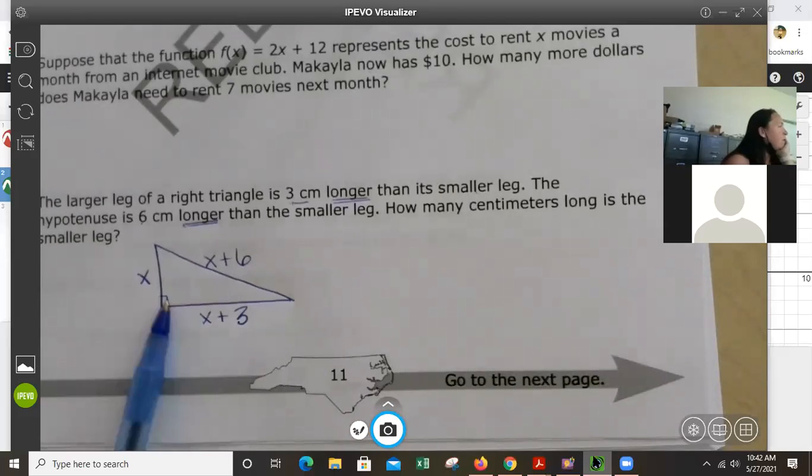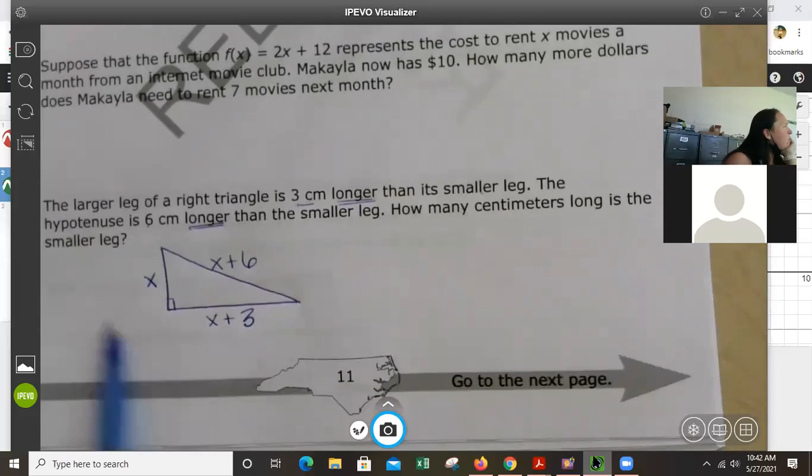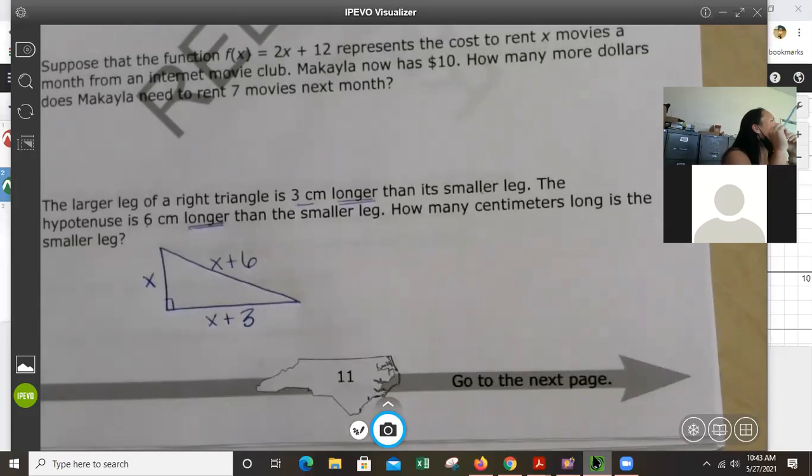I have a 90-degree angle. That's how I know it's a right triangle, but that doesn't help me with the problem. Do I have a formula with a right triangle? What is it? Yeah, we've done it, right? How many times have we done it? Remember when we were finding slope and the distance and stuff? What do we use?